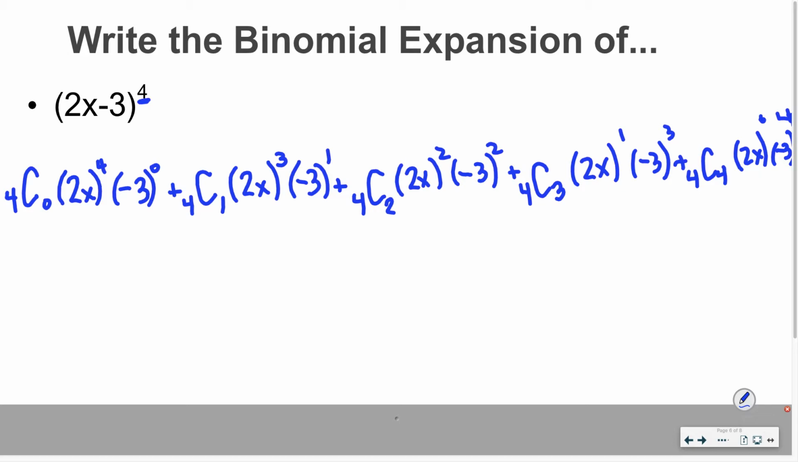Okay? Before we actually start calculating all of this out, let's look for some patterns. What do you notice about each pair of exponents? They add up to 4, which is n. That should happen every time. Okay? What exponent does this number match with every time?